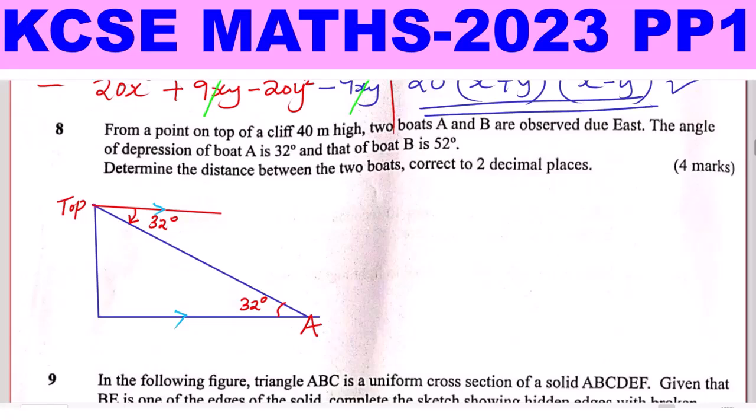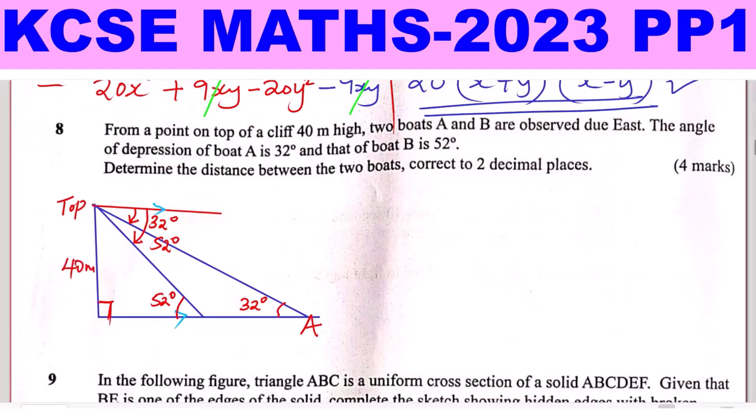Then for B, the angle is 52. So 52 will be somewhere here. So from here, this will be 52 degrees. And again, that angle is 52. This one is alternate, and this one also will be 52. It is 90 degrees. So the height of the cliff is 40. That is 40 meters.